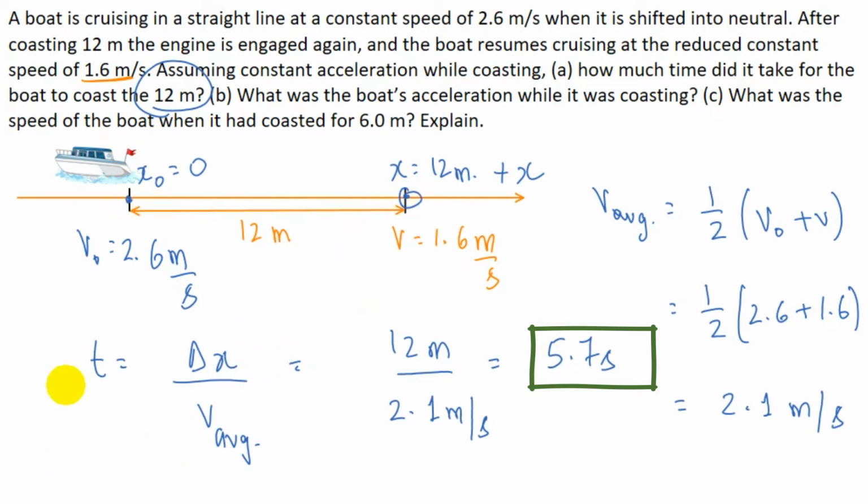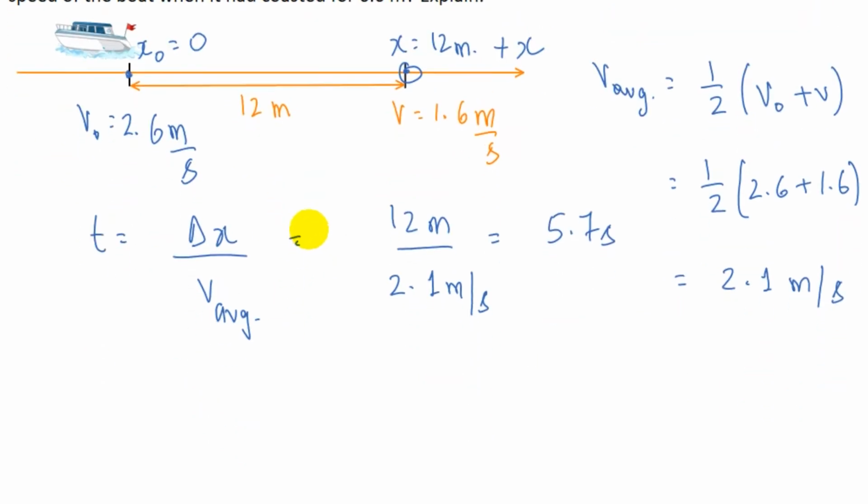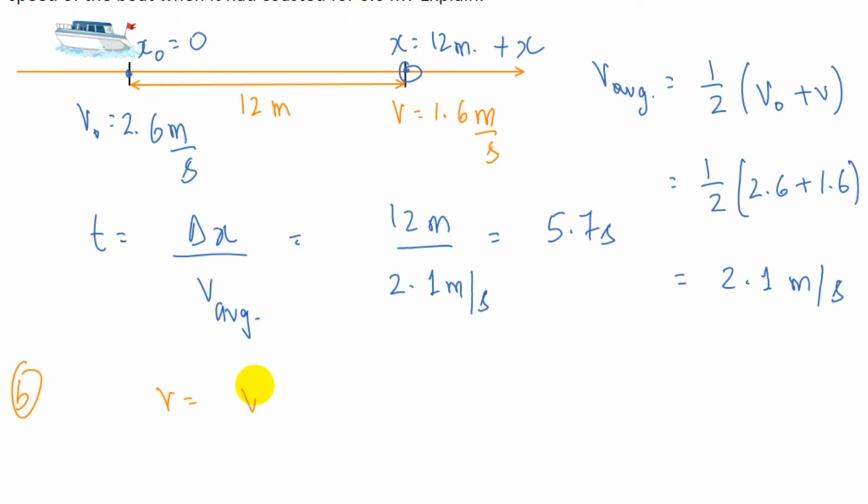Now next, in the B part, we have to find the boat's acceleration while it was coasting. So during this time interval, we have to find the boat's acceleration. For that, we can use this equation. v is equal to v naught plus at, and from here we can write that a would be equal to v minus v naught divided by t.